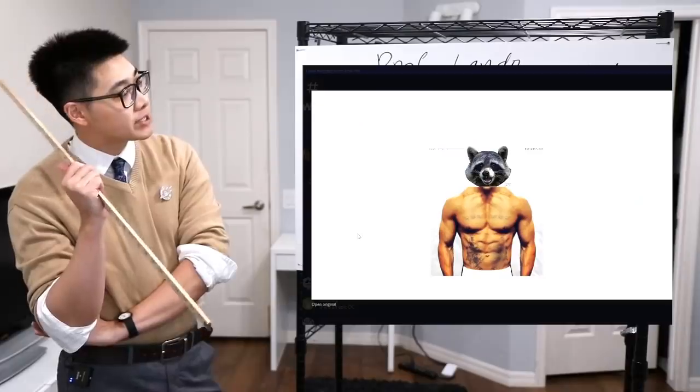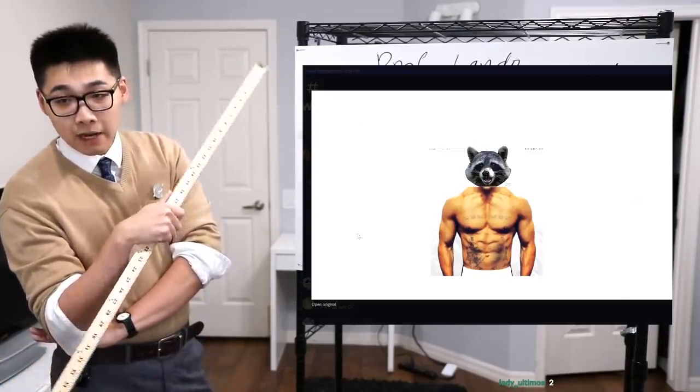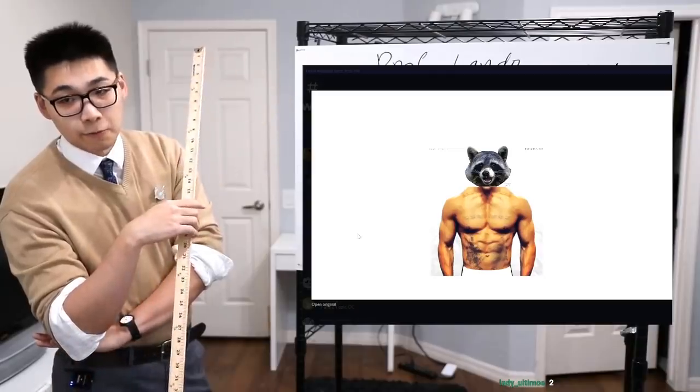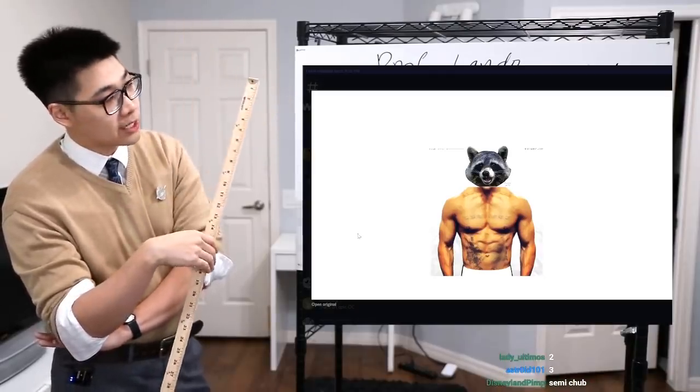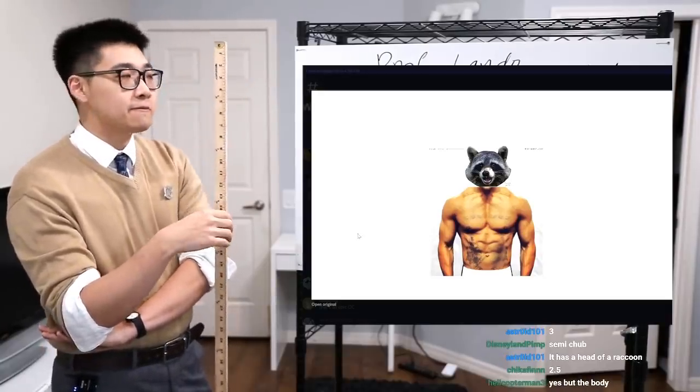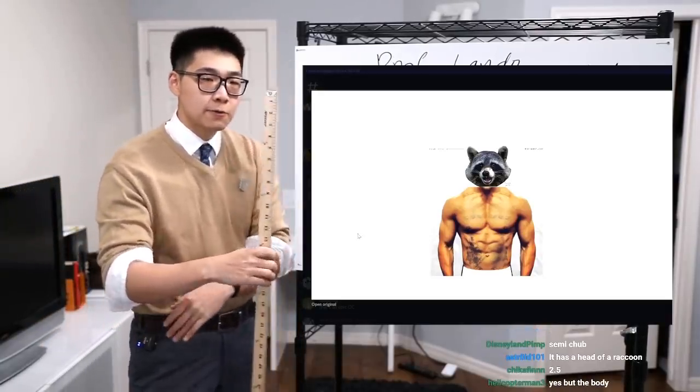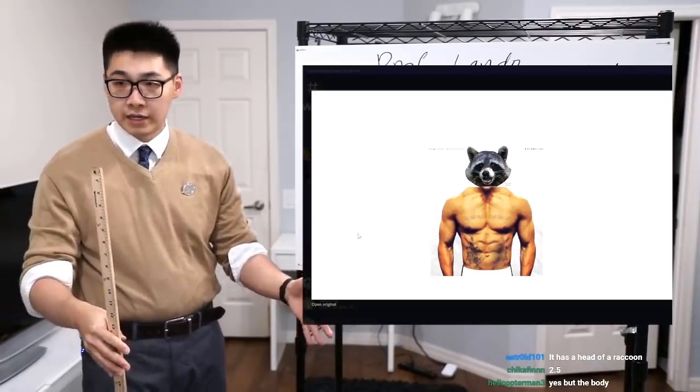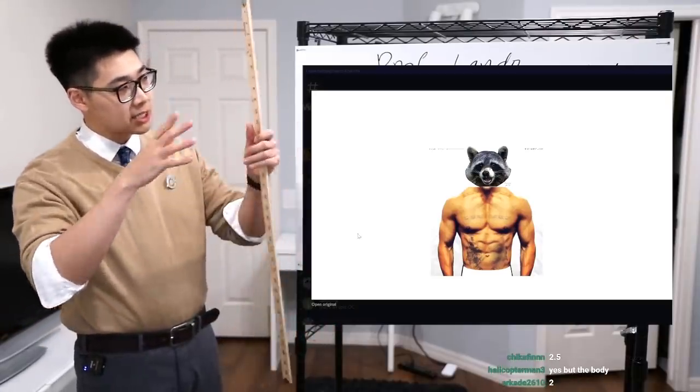That's illegal. Semi-furry, really? It's literally got a raccoon head. Like, that's just a full raccoon head, though. I guess the real question is what's underneath. I guess that's an interesting point. Right, it is sort of like a 2.5 because the scale accounts for a homogeneous spread of furrydom.